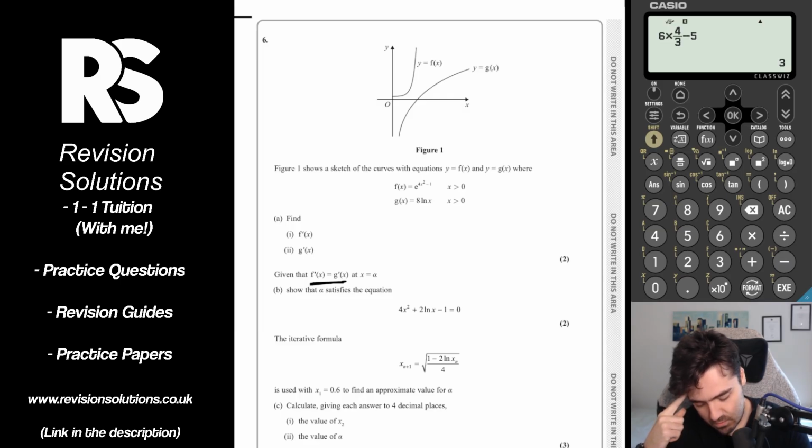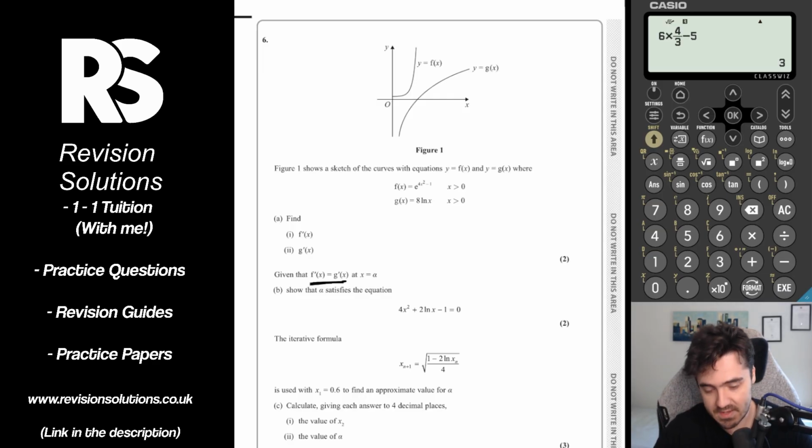Right, then it says the iterative formula x n plus 1 is the square root of 1 minus 2 ln x n over 4 is used with x 1 equals 0.6. Find an approximate value for alpha. Calculate, giving each answer to 4 decimal places. So for the first one, can we iterate once? And for part 2, we actually need to find alpha to 4 decimal places.